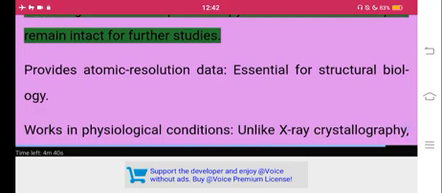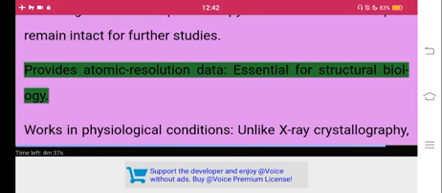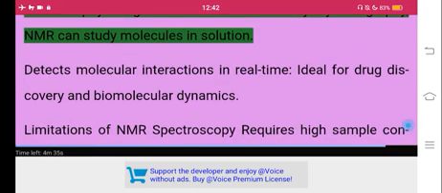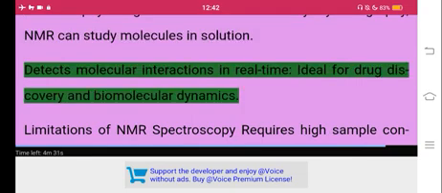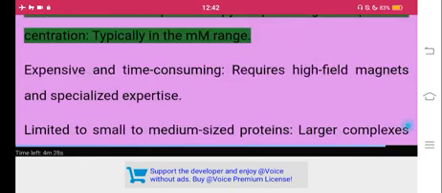Advantages of NMR spectroscopy: non-destructive. Samples remain intact for further studies. Provides atomic resolution data, essential for structural biology. Works in physiological conditions. Unlike X-ray crystallography, NMR can study molecules in solution. Detects molecular interactions in real time, ideal for drug discovery and biomolecular dynamics.